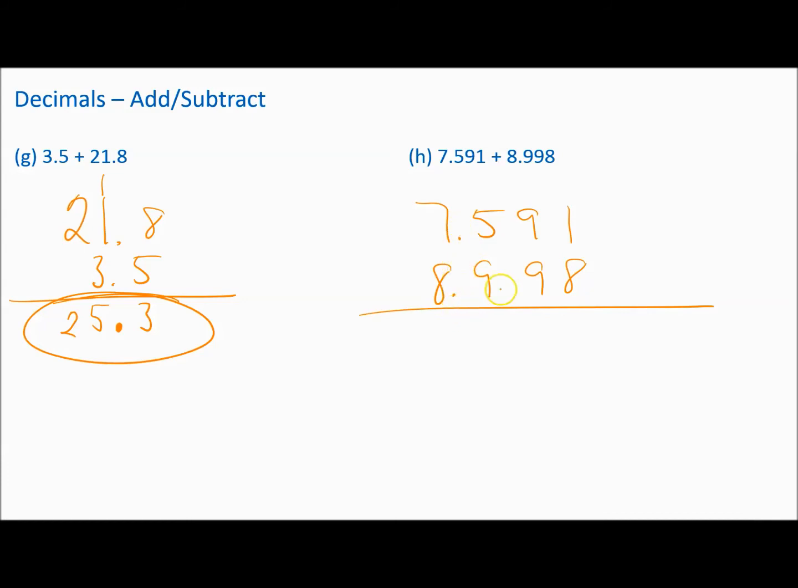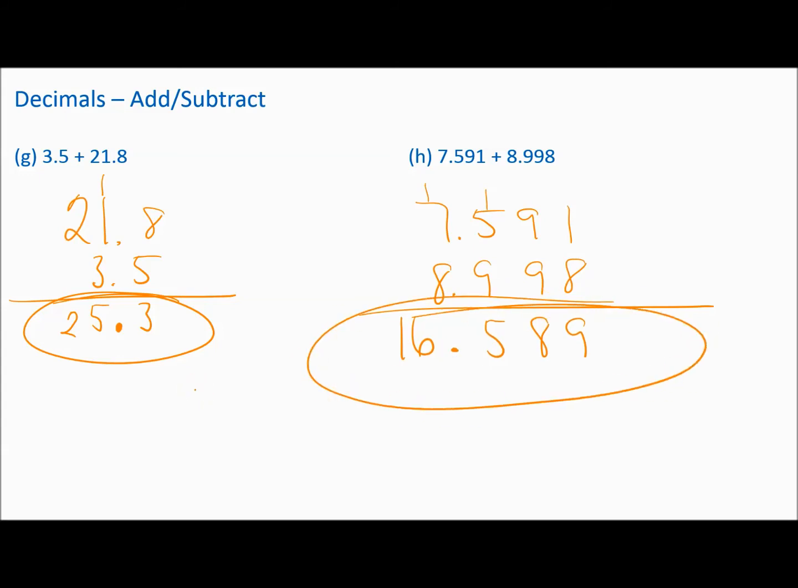That is required. So 1 plus 8 is 9. 9 plus 9 is 18, but I have to carry that 1. 1 plus 5 is 6, plus 9 is 15. I carry the 1, and 8 plus 8 is 16. Make sure you bring that decimal place down. Don't round. Don't ever round an answer unless it asks you to round the answer. Otherwise, it's wrong because you have to put the exact answer.